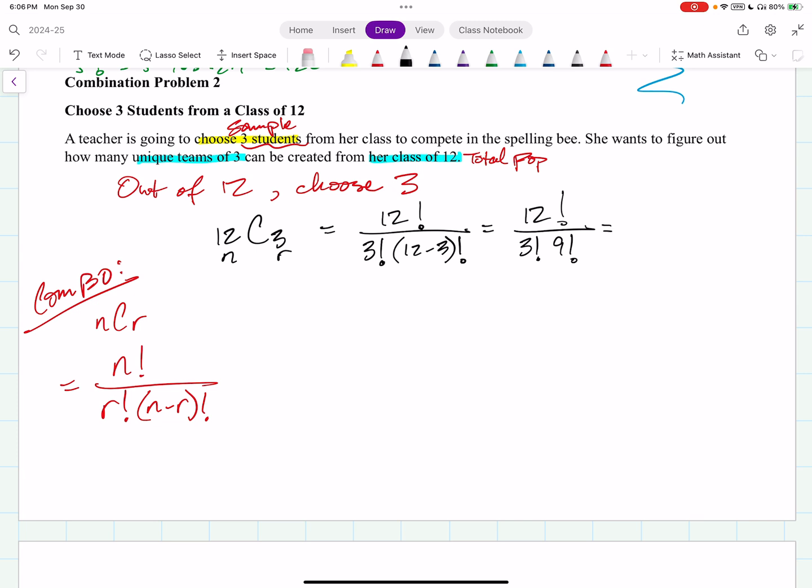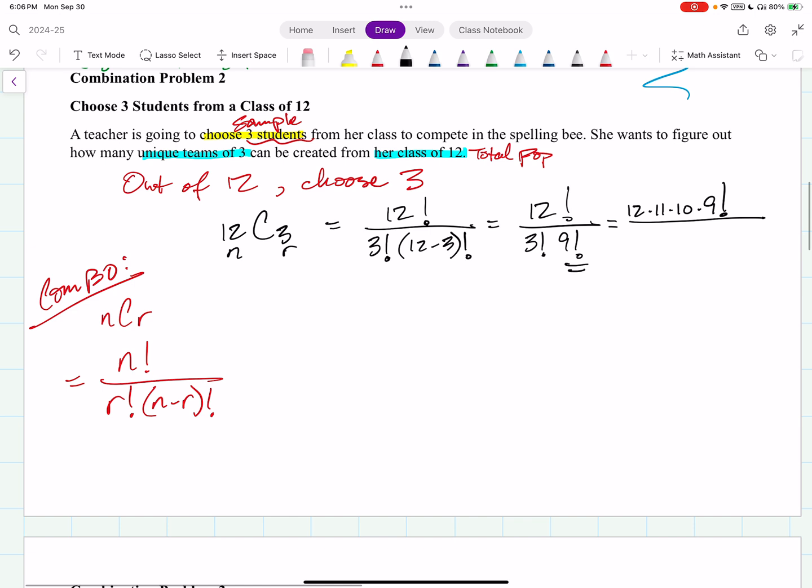So what do we have up top? Notice that I have a 9 factorial down below. So I'm going to do it the slick way, okay? I'm going to expand the 12 factorial and stop at 9. So 12 times 11 times 10 times 9 factorial and stop. Because look in the denominator, there's a 9 factorial there.